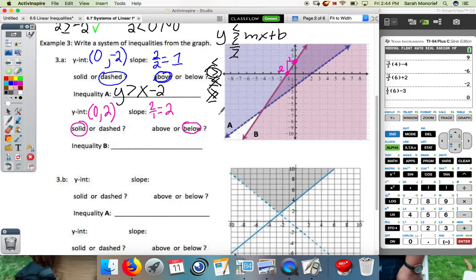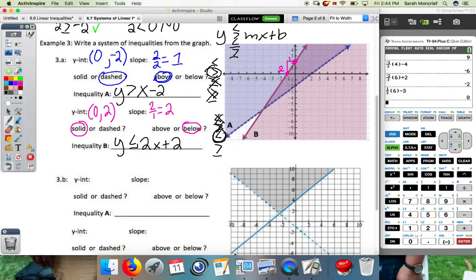So we have less than, greater than, less than or equal to, greater than or equal to. Let's talk about what sign we're going to use. It's solid, so which two can we mark out? The first two. And is it shaded above or below? Below, so we have less than. So it should be y is less than or equal to 2x plus 2.